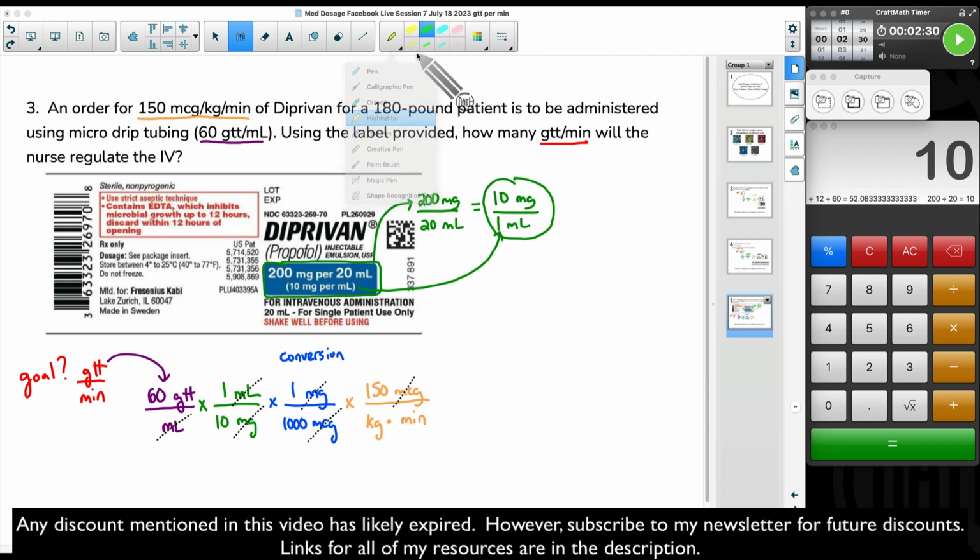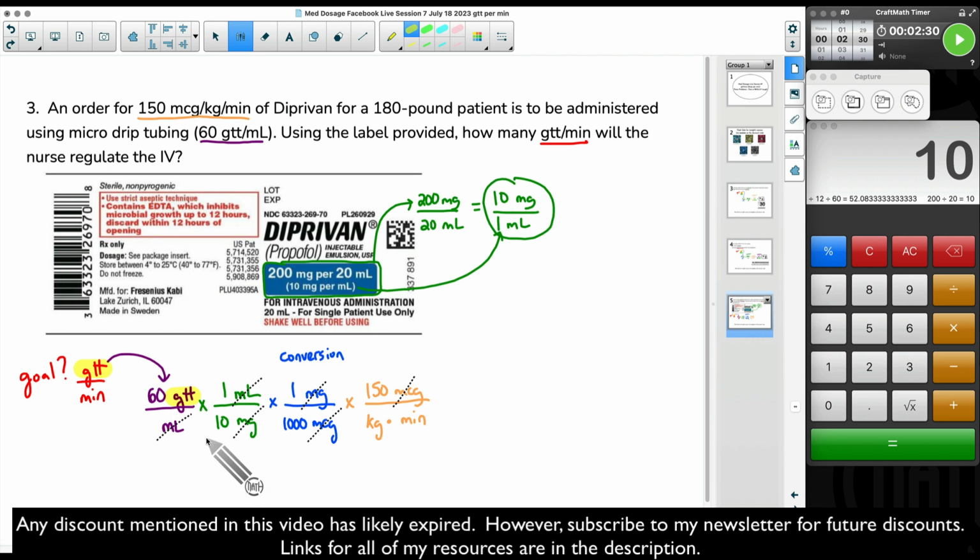Now, y'all, let's put the brakes on real quick. GTTs, we're good. We got GTTs at the top. Now look, technically we have minutes at the bottom, and you may think, oh, okay, good, we've met our goal. Be careful. We want to find GTTs per minute. This means that those need to be the only two words. We only want GTTs at the top, and we only want minutes at the bottom, and we don't have that yet. We got to get rid of kilograms, y'all. We got to get rid of kilograms.